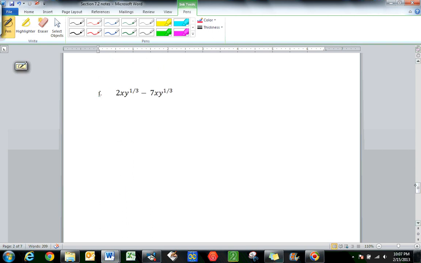And then lastly, again, we have like terms, and of course it's not always easy to recognize that xy to the 1/3 power and xy to the 1/3 power are the same in each. And so we're going to take the 2 and we're going to subtract the 7, which is going to leave us -5, and of course we have to carry our like terms.